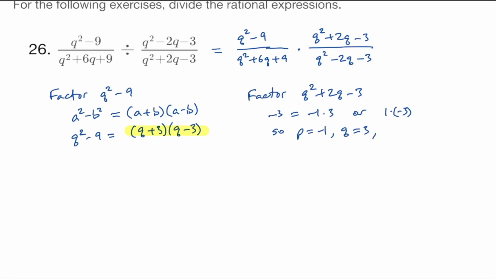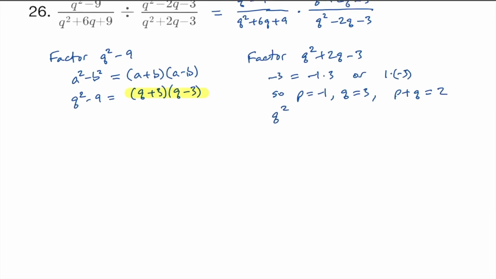So p plus q is equal to 2. All right, so now we can say q squared plus 2q minus 3 is equal to q plus p. Our p is minus 1, so q minus 1 times q plus 3. Okay, so now we can highlight that one. So all of our numerators are done. Now we're ready for the denominators.